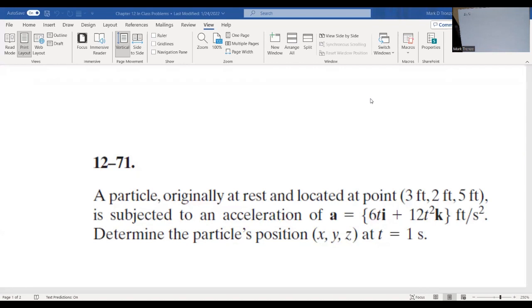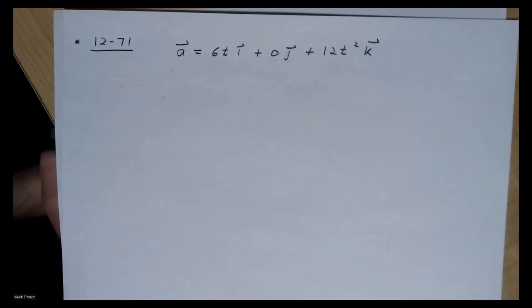So we're going to take a look at this problem 12-71. A particle originally at rest and located at (3, 2, 5) is subject to acceleration of 6t i plus 12t squared k feet per second squared. Determine the particle's position at time equal 1 second.